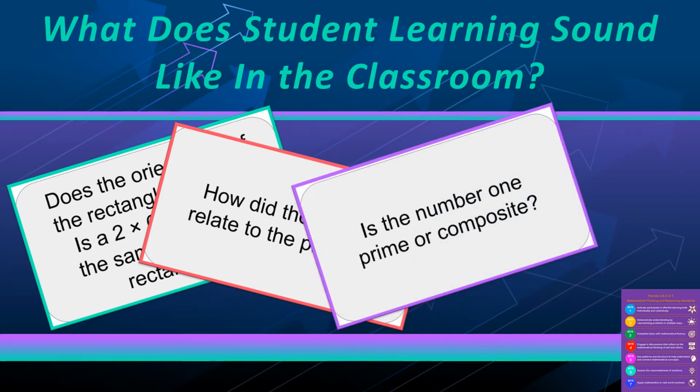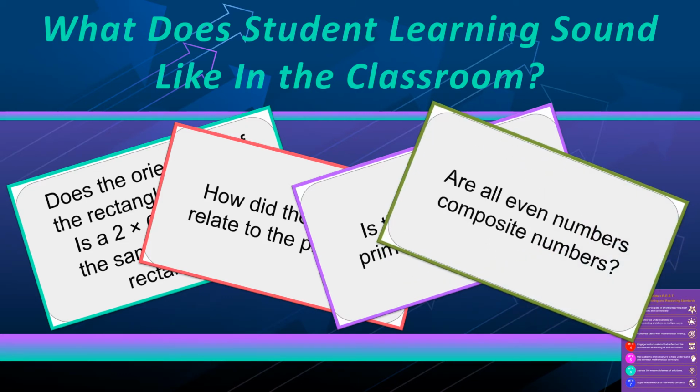Is the number 1 prime or composite? This is where students need to understand that a prime number has two factors. That's 1 and itself, and then composite numbers have more than one factor. However, the number 1 doesn't fit into either group, so it is actually neither. And the last question we have is, are all even numbers composite numbers? This is a really big misconception students tend to have because they assume all even numbers are composite. However, the number 2 is even, but it is the only even prime number because the only factors it has are 2 and itself. The MTRs throughout this questioning are going to be 1, 2, 4, and 5.